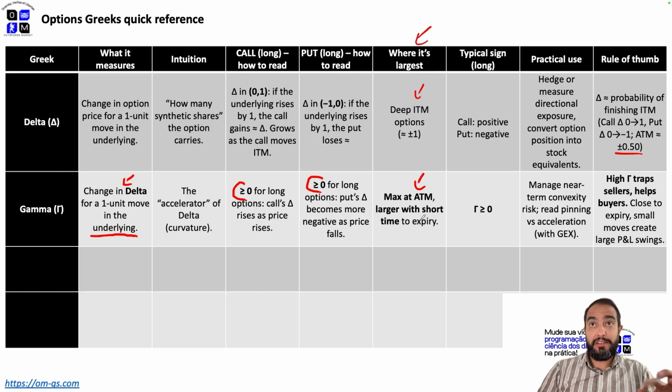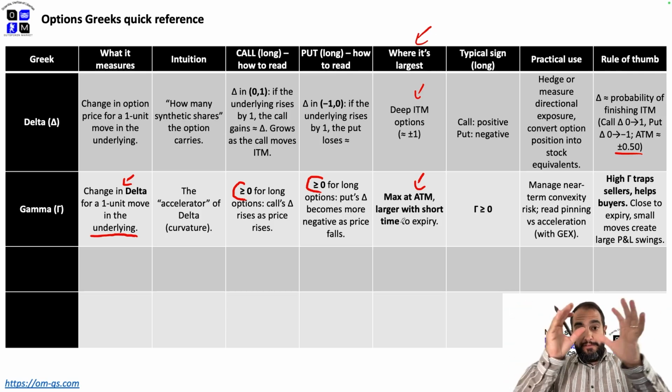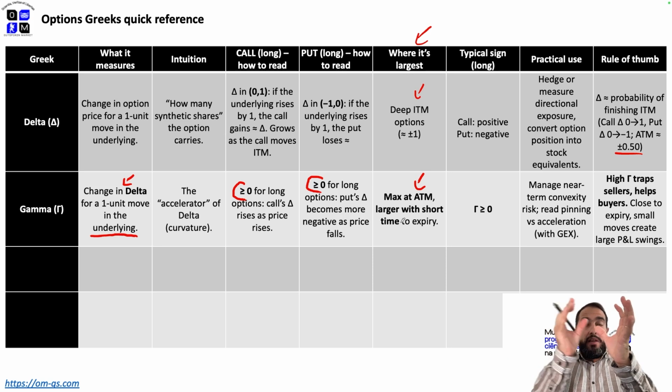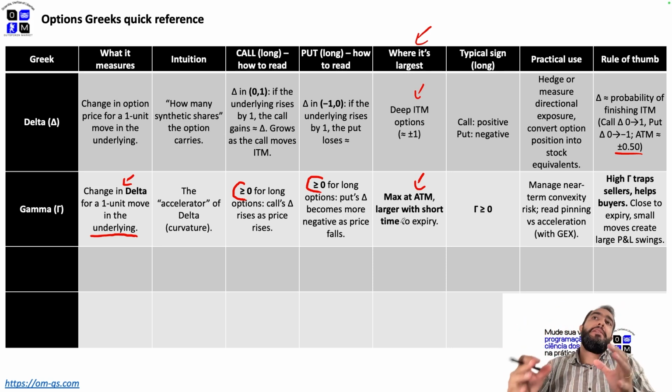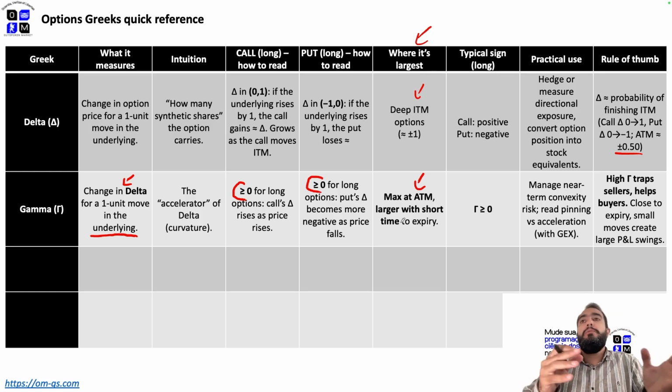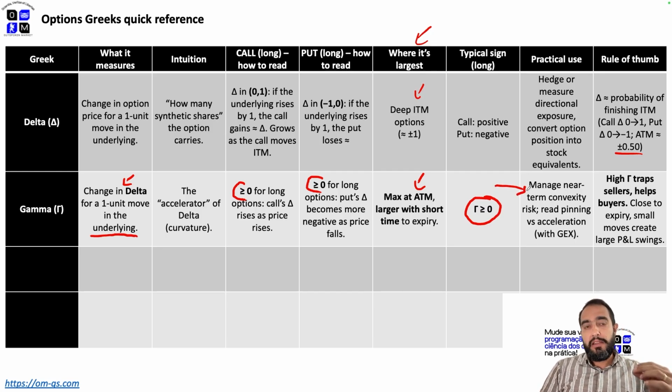Gamma is largest at the money because any sensible change from that area will have your delta accelerating, whereas deep in the money or out of the money it's not accelerating that much. The typical sign is always positive, and it helps traders and investors to manage what they call near-term convexity risk.